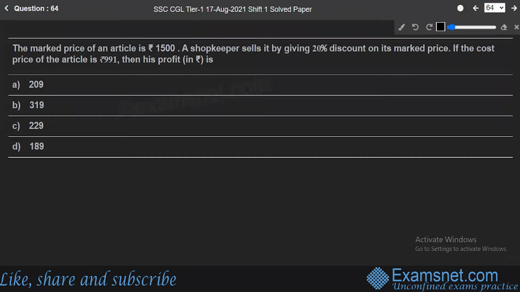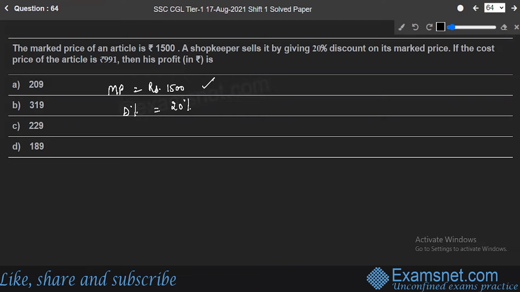Question number 64. The marked price of an article is 1500. The shopkeeper sells it by giving a 20% discount on its marked price. If the cost price is 991, you have to calculate the profit. So in this question, you are given that the marked price is 1500 and the discount percent is 20%.